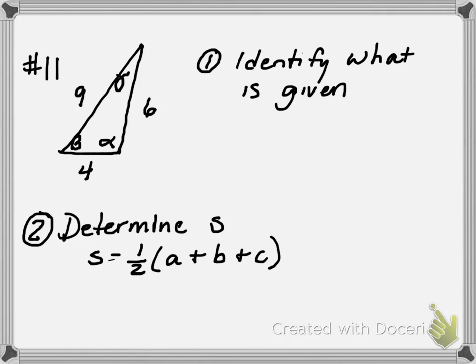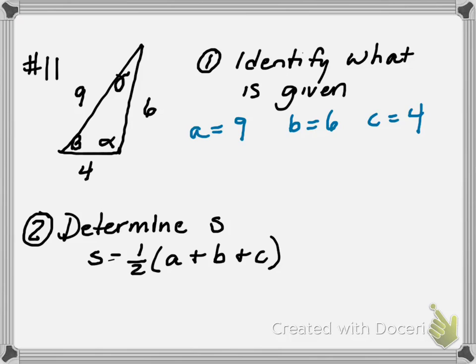All right, so we're going to do number 11. The first thing that you want to do, just like the other problem, is identify what is given to you. Opposite the angle alpha is side A, so A is equal to 9. Opposite the angle beta is side B, so B is equal to 6. Then opposite the angle gamma is C, so C is equal to 4.